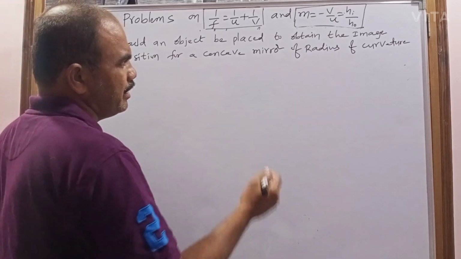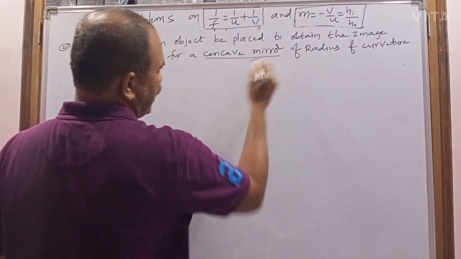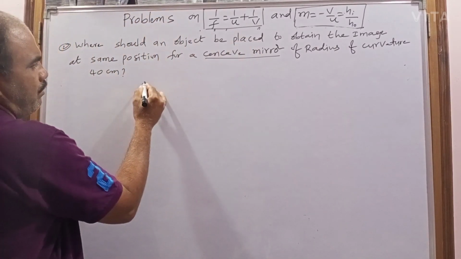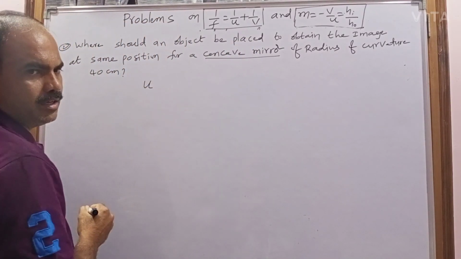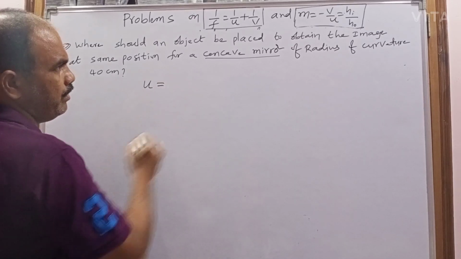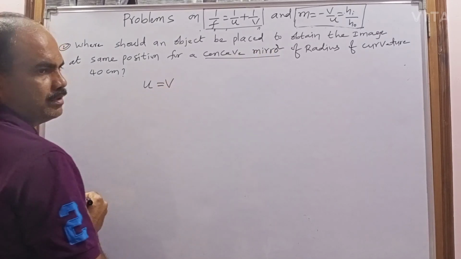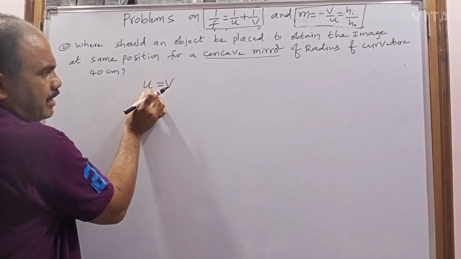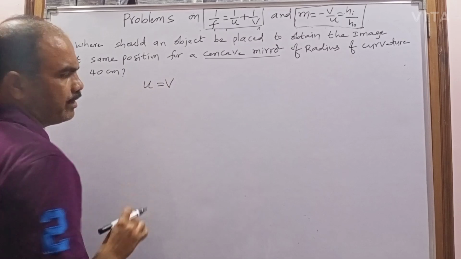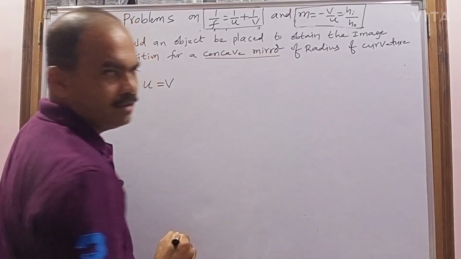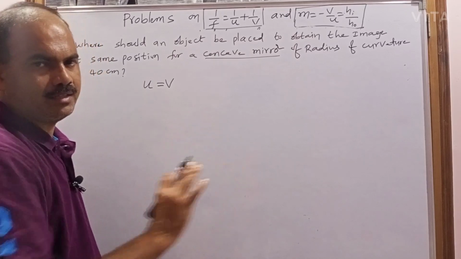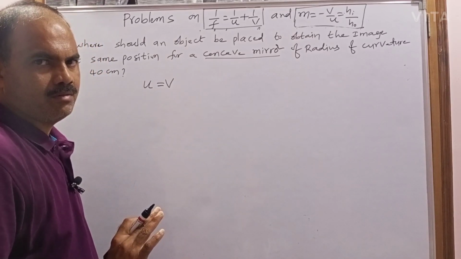But in this case, which type of mirror? Concave mirror. But in this problem, what is given? What is the object distance? That is U. At the same distance, the image is formed. So this is the condition, U equal to V. When the object distance is equal to image distance for a concave mirror, this generally happens when the object is placed at C. This we know already.